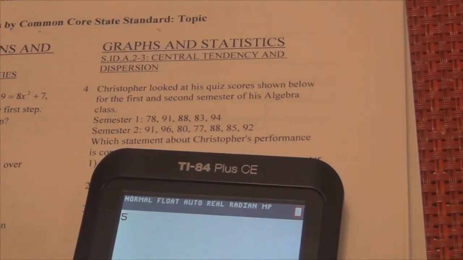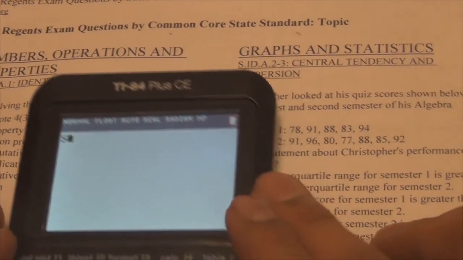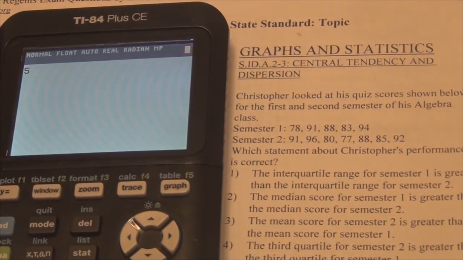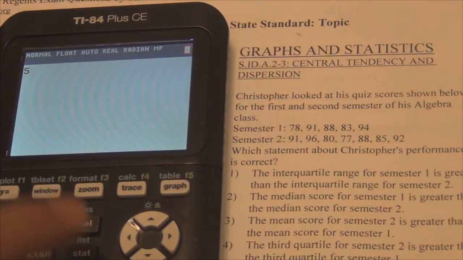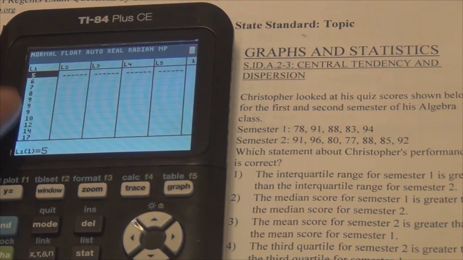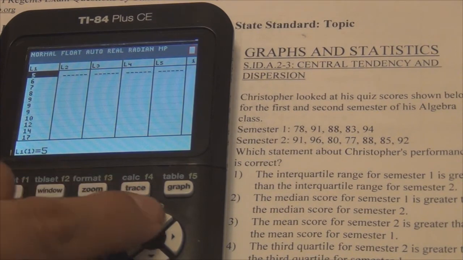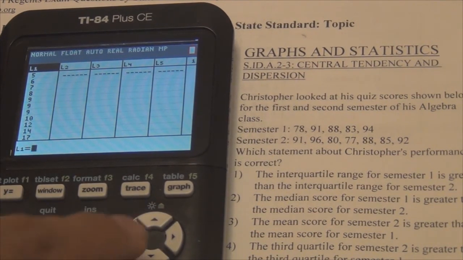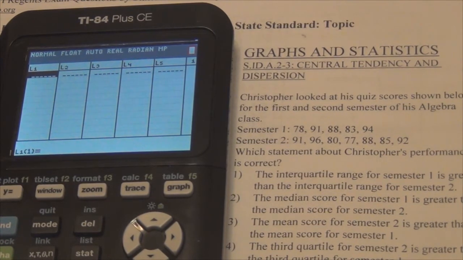Alright, so basically to do this, I'm gonna put in the data, okay? So remember what I do? I press stat, edit, and now you really want to erase this because this is from the past problem. So you're going to go all the way up to L1, okay? You're going to press clear, and look, everything is clear.